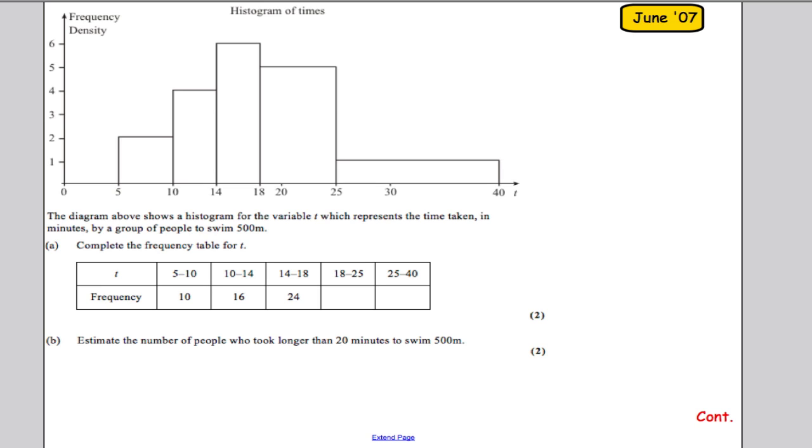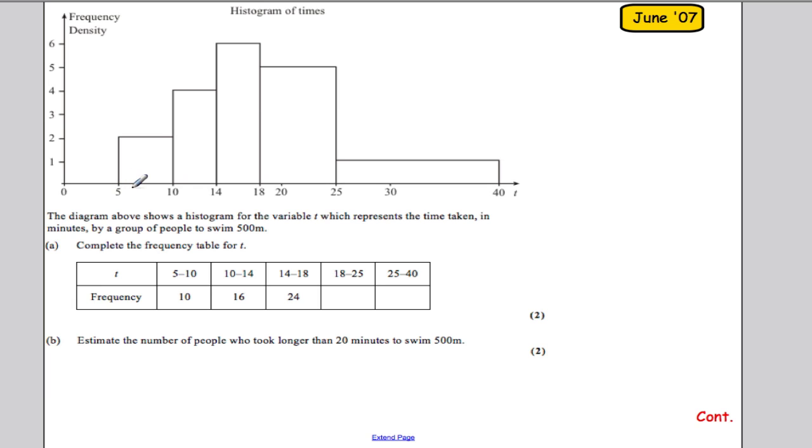We're given a histogram, and we're told that the diagram shows a histogram of variable t, which represents the time taken in minutes by a group of people to swim 500 meters. Complete the frequency table for t. So, I need to complete the frequency table here, and then estimate the number of people who took longer than 20 minutes to swim.